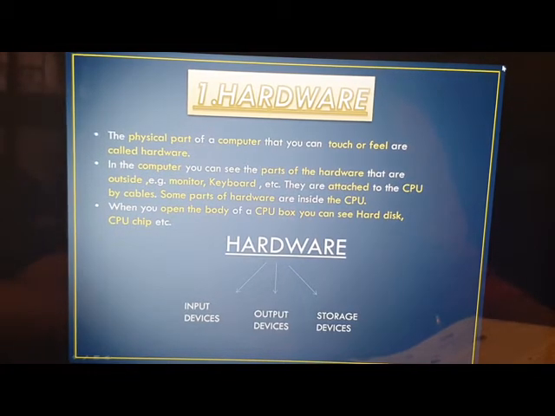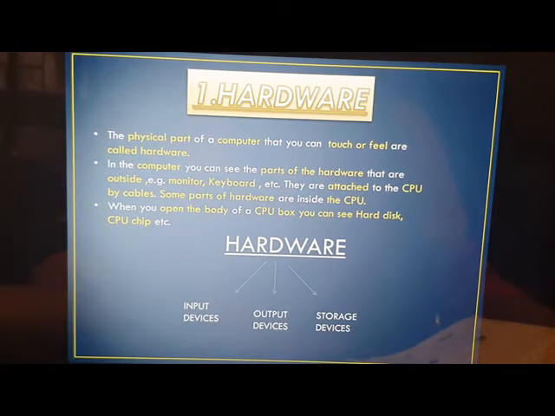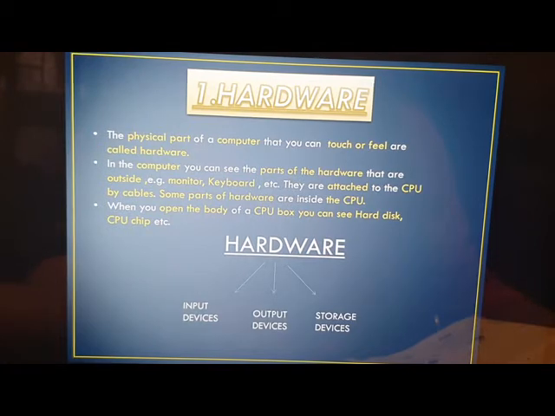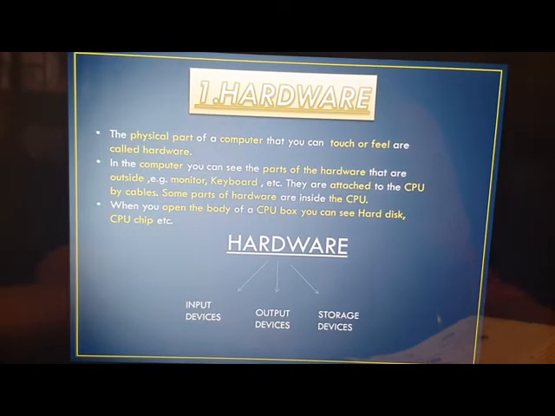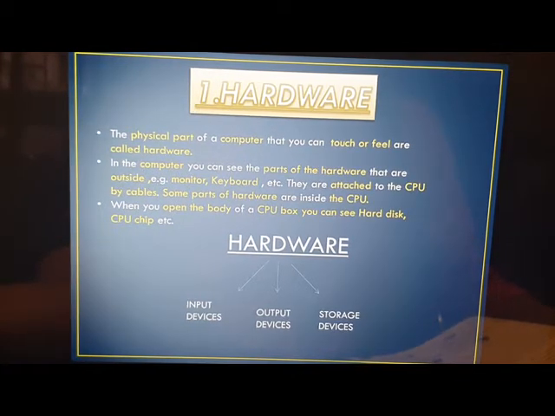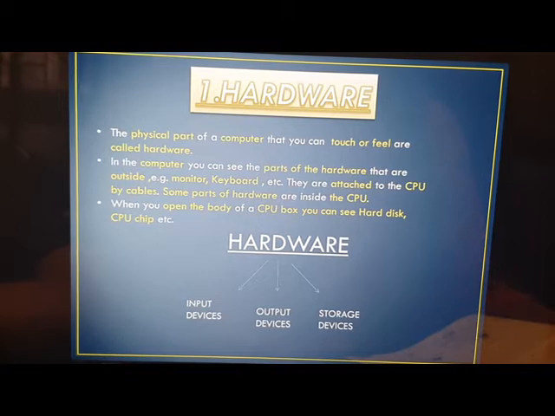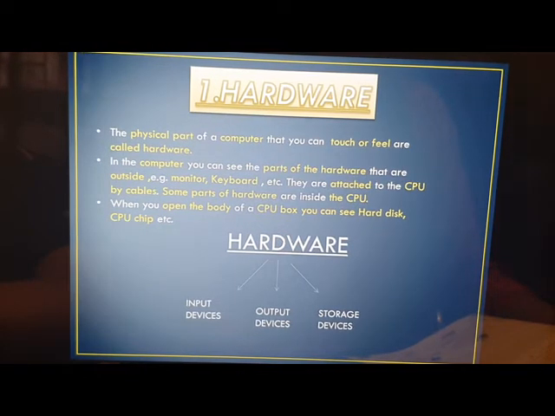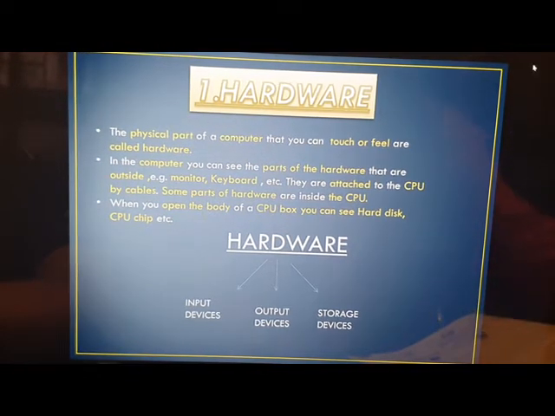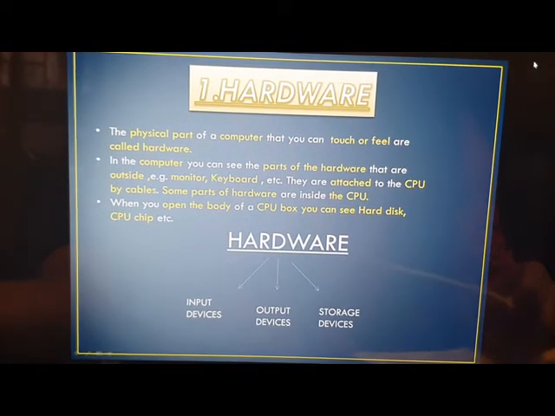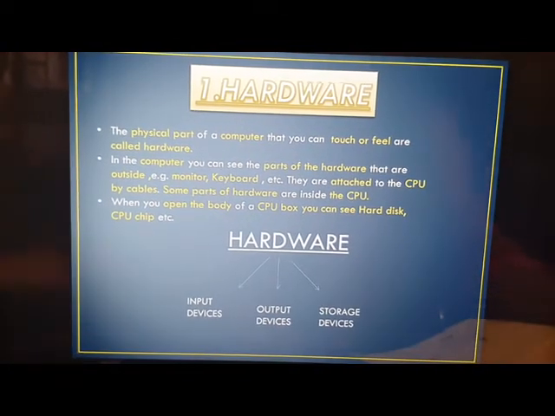Similarly, a computer has many parts which we can see and some parts which we cannot see. Like we can see keyboard, mouse, CPU. But inside the CPU we have many things like hard disk, CPU chips. Those things we cannot see. We can see them only when we open the body of the CPU. Okay. Now the hardware consists of three parts: input devices, output devices and storage devices.